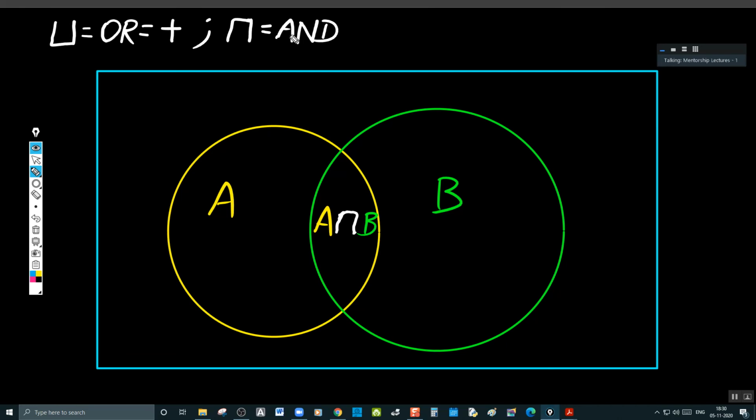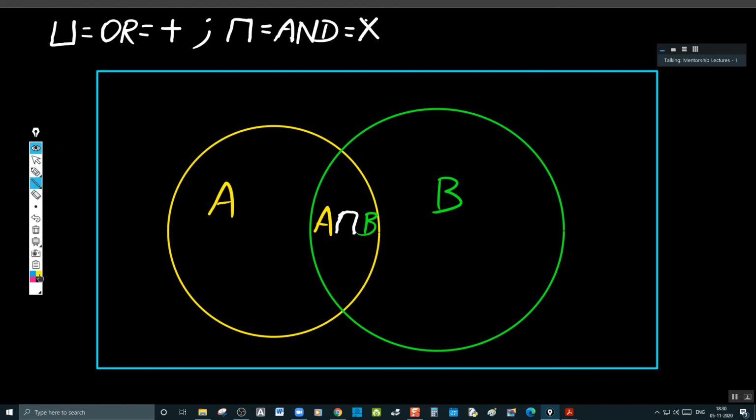This AND is equal to into, multiplication. Further, we'll get this in probability. So OR stands for union, and algebraically further you will be learning it as plus. And intersection stands for AND, meaning A and B. You have to read it as A and B, and further algebraically you will be getting it as product.